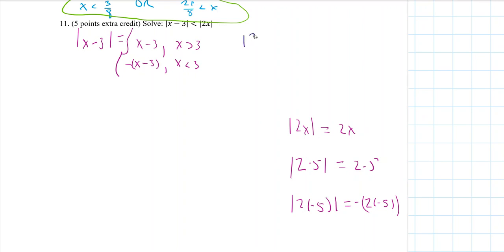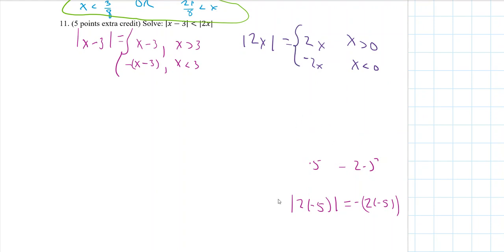The absolute value of 2x is equal to one of two things: it's 2x if x is greater than 0, and it's minus 2x if x is less than 0. Now I can put all that together to solve the inequality.